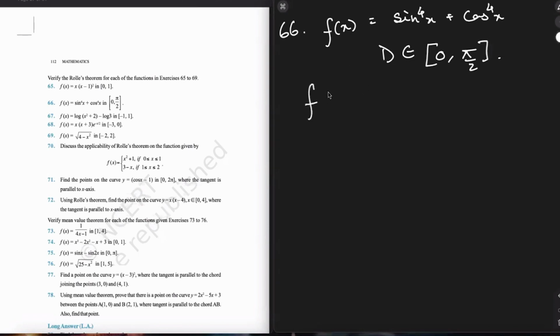Again, if you see, you put the value of x is equal to 0, the answer is 1. And if you put f(x) at x is equal to pi by 2, still the answer is 1. This is a continuous function and differentiable too. So it is satisfying all the conditions for Rolle's theorem. Now, what should I do? First, I'll differentiate it.